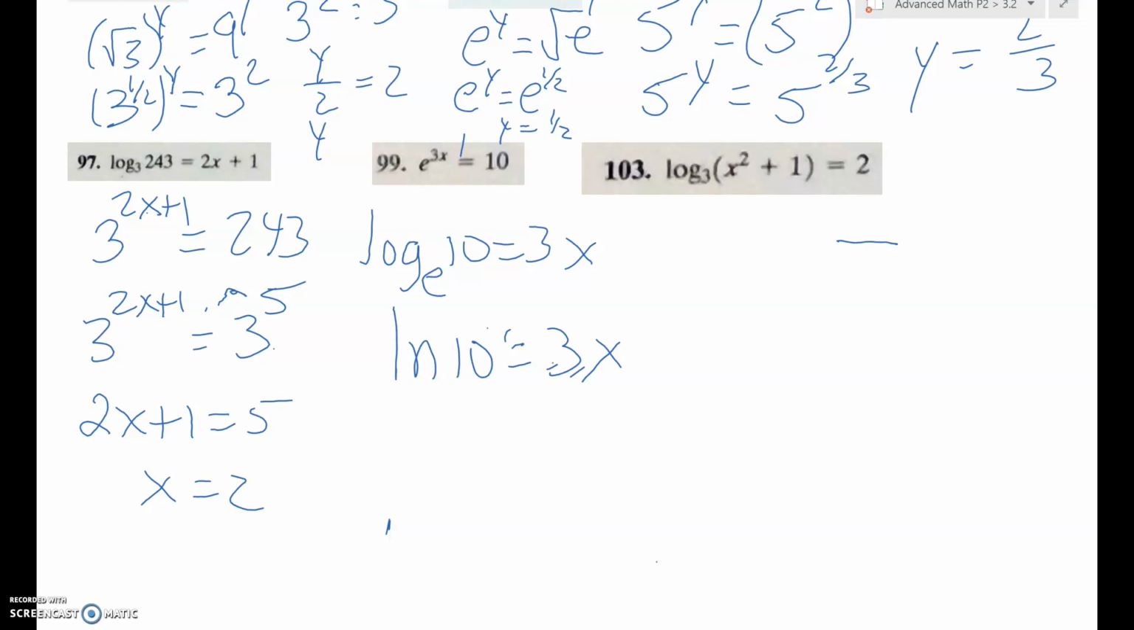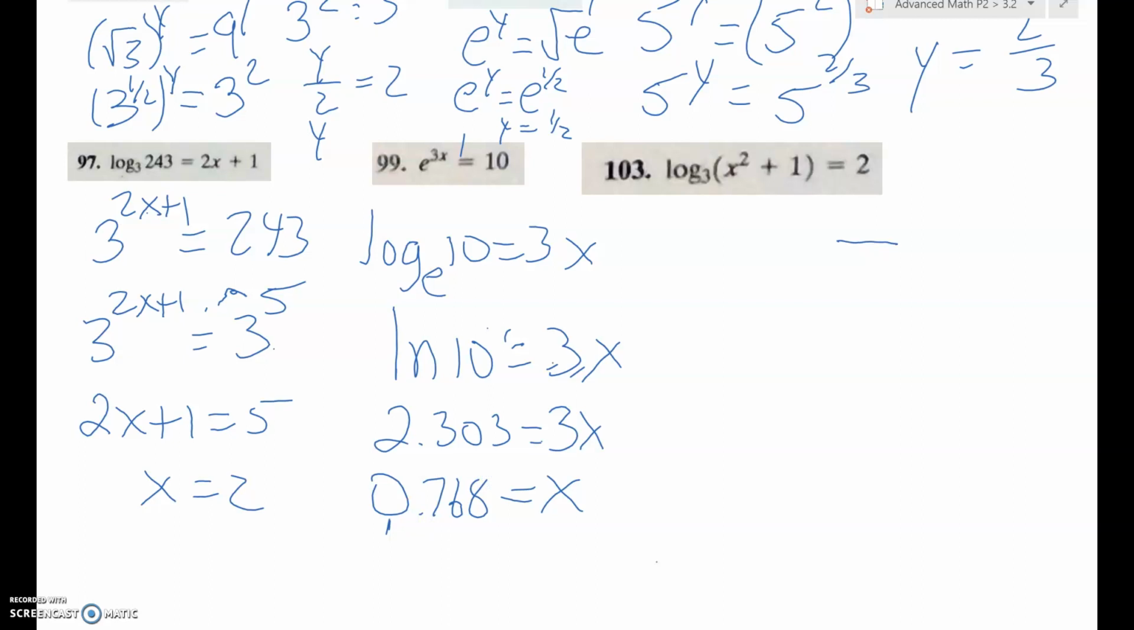Now, again, you might look at that and go, well, I don't do that, but ln of 10, we can use our calculator, and we can get a decimal. That is going to be 2.303, and that equals our 3x, and then we can solve. So we divide by 3, so x is going to be 0.768.